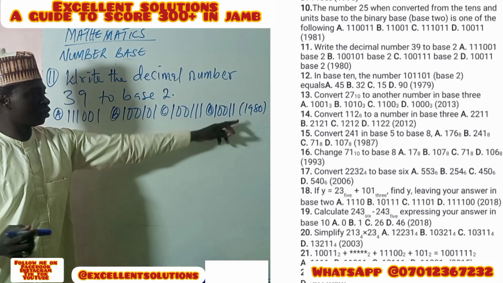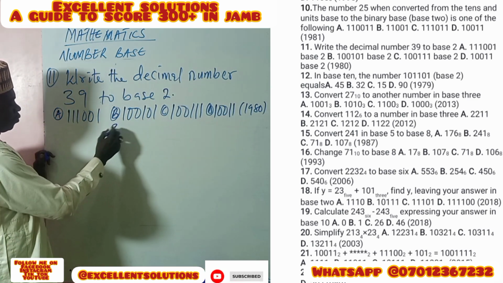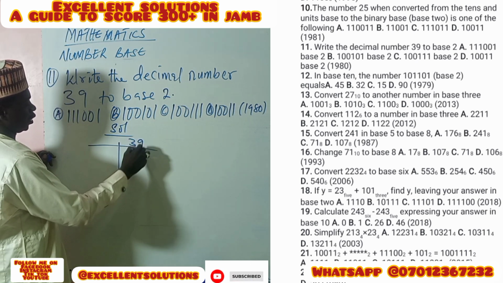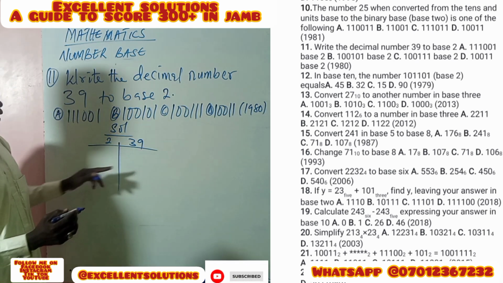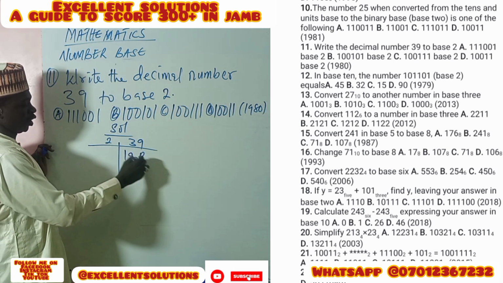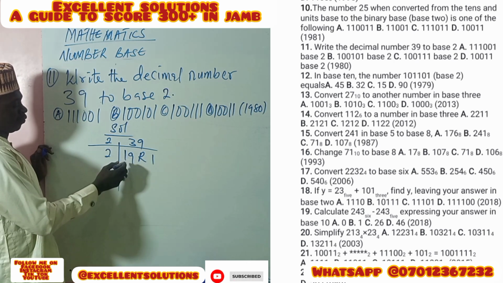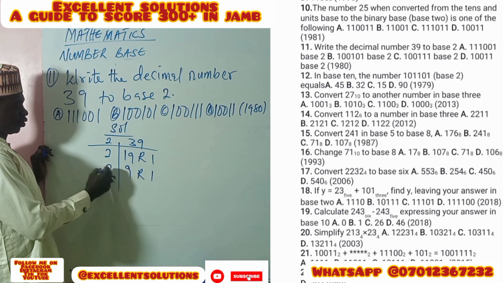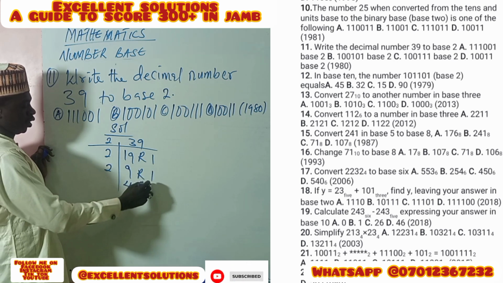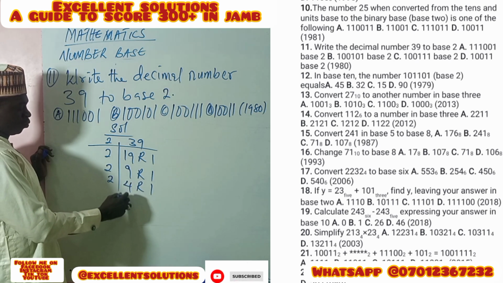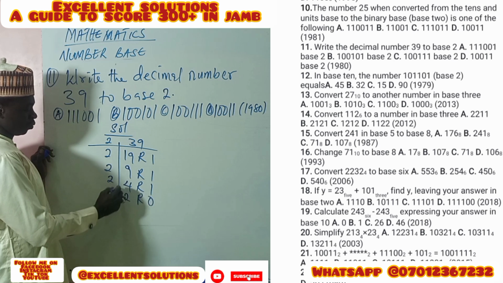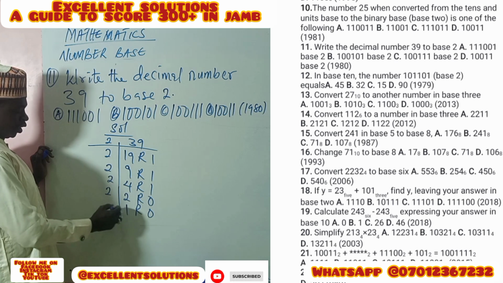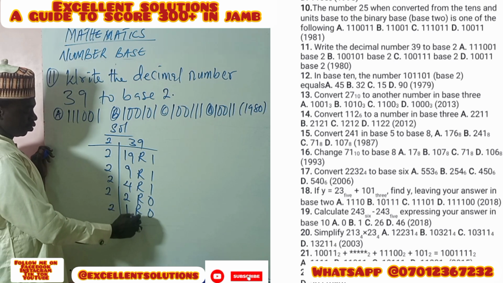So this question is a question of 1980. So we have 39 divided by 2, we have 19, remainder 1. 19 divided by 2, we have 9, remainder 1. 9 divided by 2, we have 4, remainder 1. 4 divided by 2, we have 2, remainder 0. 2 divided by 2, we have 1, remainder 0. 1 divided by 2, we have 0, remainder 1.